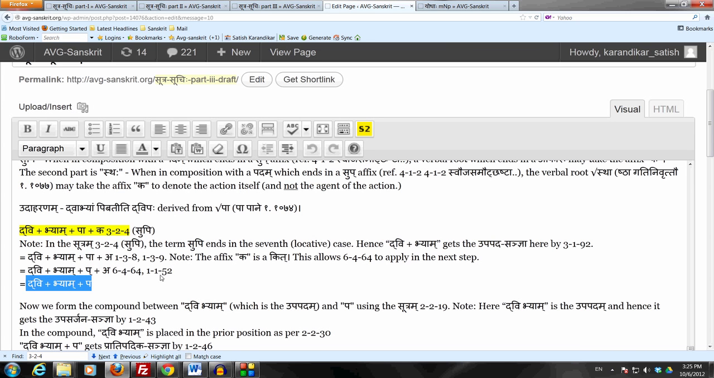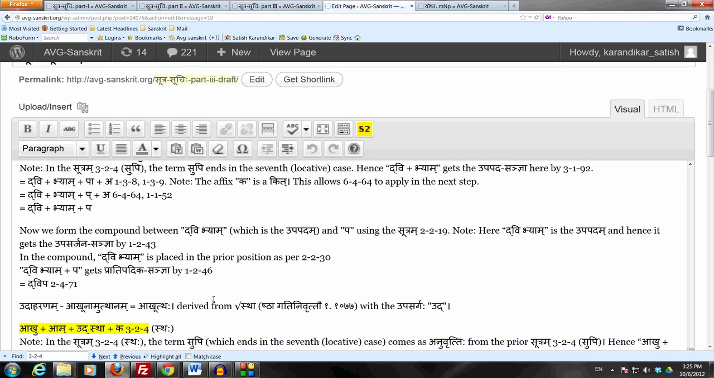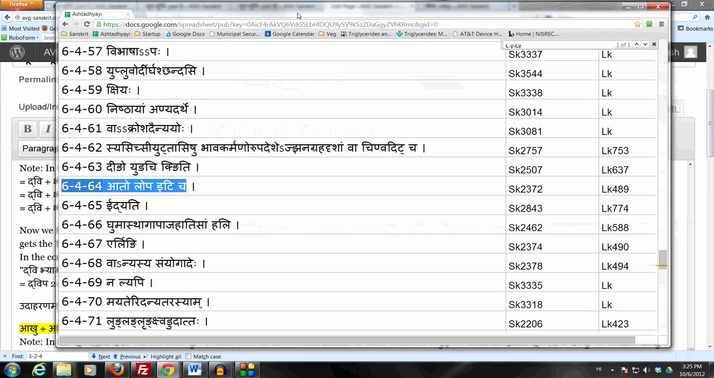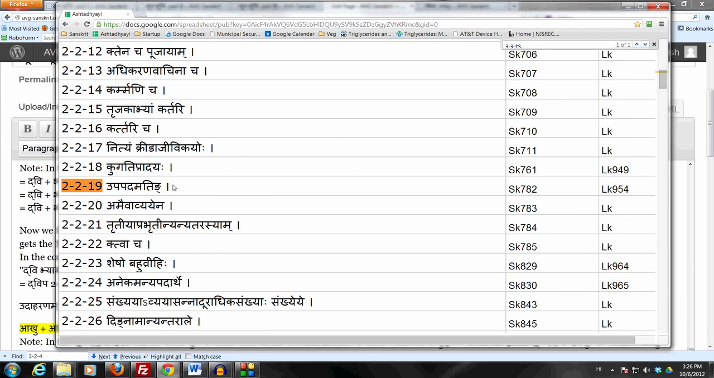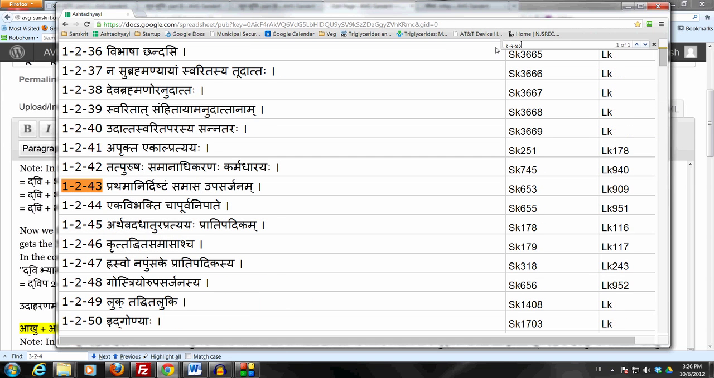And now we do the compounding between dvi bhyam, which is the upapadam, and pa, which is the kridantam. The sutram which is used is upapadam ating, same as before. This part is nothing new. So upapadam ating, and now dvibhyam is the upapadam, and hence it gets the upasarjana sanya by 1 to 43, which is prathama nirdishtam samasa upasarjanam.